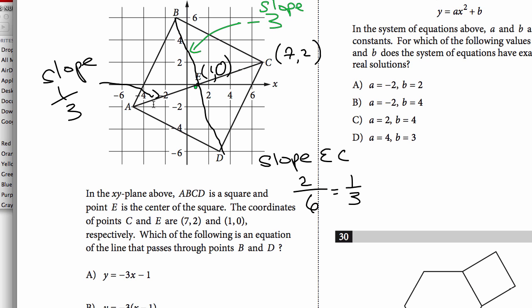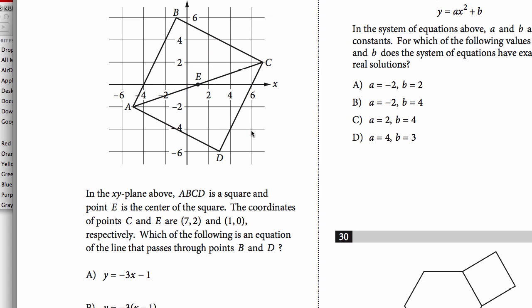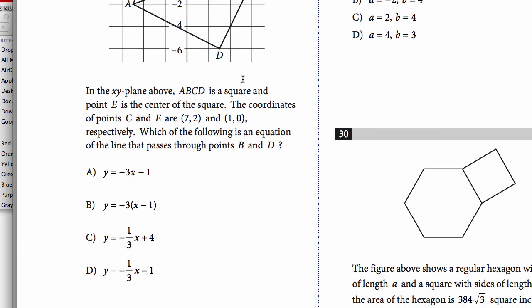And the reason you have that is because it's a square, and these lines are perpendicular. They create 90-degree angles. I'm not going to prove that right now. You just got to take my word for it. In a square, the diagonals are perpendicular. So that's why you have negative reciprocal slopes. So knowing that, which one of these has a slope of -3?